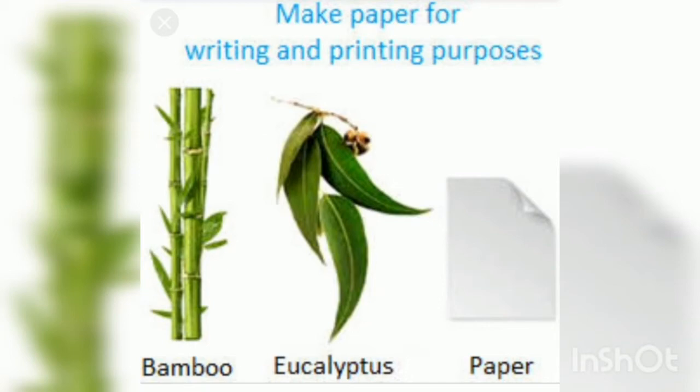Okay, we make paper from the bamboo plant. Eucalyptus and bamboo are the same species only. So we make paper. Why? What are we using it for? What are the uses of paper? We make paper for writing and printing purposes. For this only we are taking paper. We get this from eucalyptus and bamboo trees.